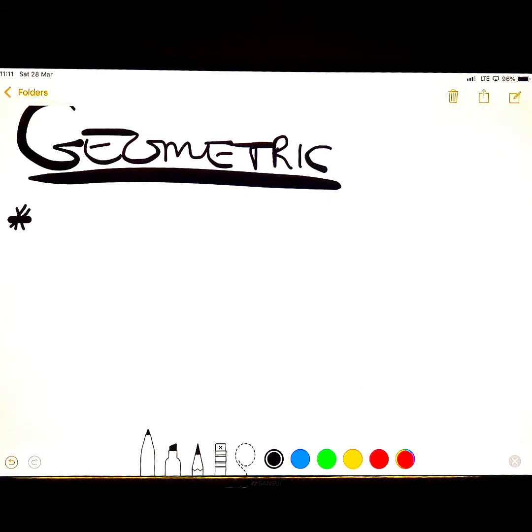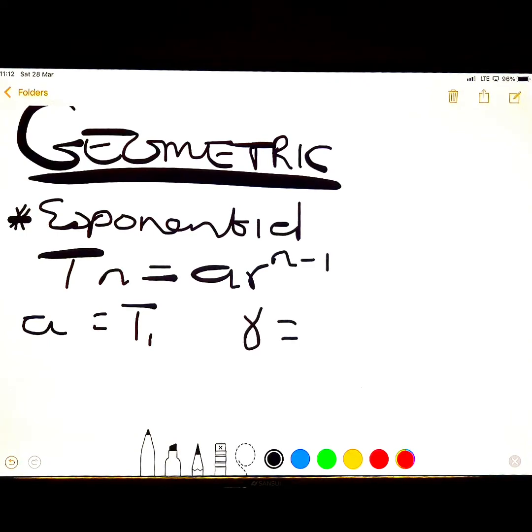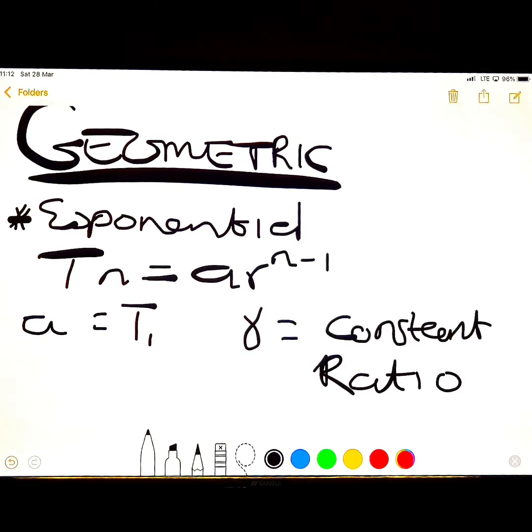Okay, so the first thing that you need to know is that it is exponential. This means that it increases rapidly, it increases very quickly. Okay, so the general formula that you usually have is Tn is equal to A times R to the power n minus 1. We have here an A, which is always T1, like the arithmetic, and then we have an R here. The previous one had a constant difference, but here we have a constant ratio. When you divide the terms by each other, you get something that is exactly the same. It is a constant ratio.